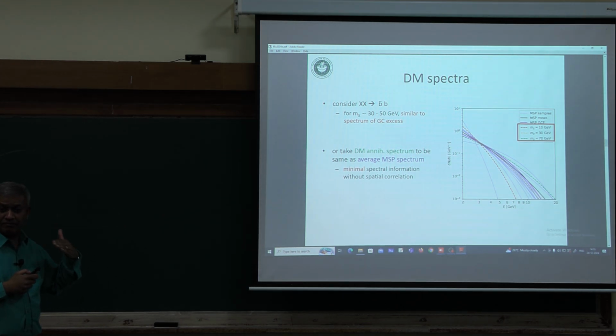So the alternate model I'm going to use is where I just take the dark matter annihilation spectrum to be exactly the same as this average millisecond pulsar spectrum. Okay? Just to see if I make the spectral information as well as the spatial information as degenerate as possible, can I use the joint information to somehow distinguish between those possibilities?